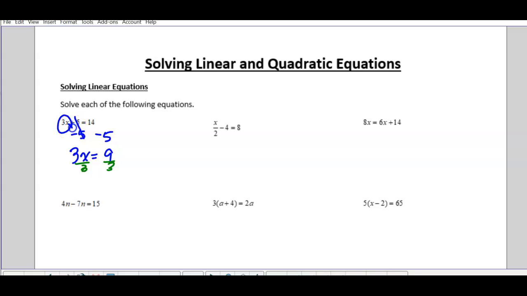My work that I've done here. Maybe I'll do that in green. You don't have to show that. I'm just showing you so you know where it comes from.